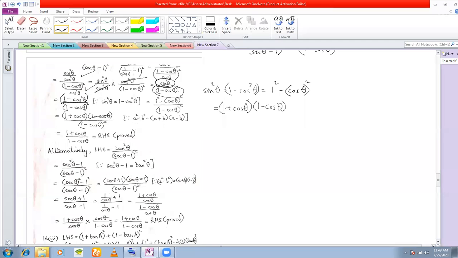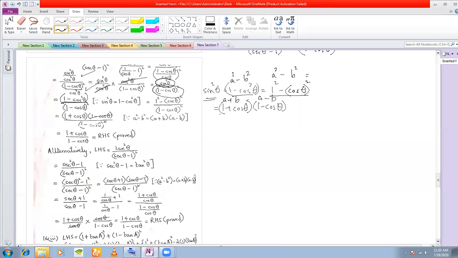Yes sir, I can hear. Yes, I'm back here, and because I know why I have done this: sine square theta I know is 1 minus cos square theta, and this is now a difference of two squares, a square minus b square, which can be written as a plus b into a minus b.